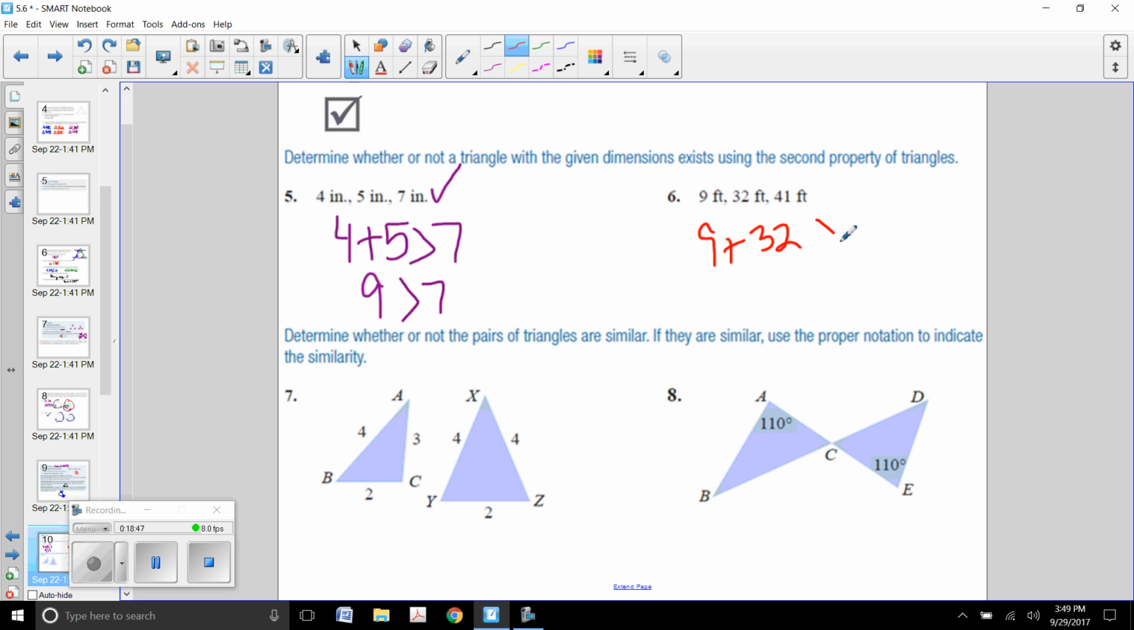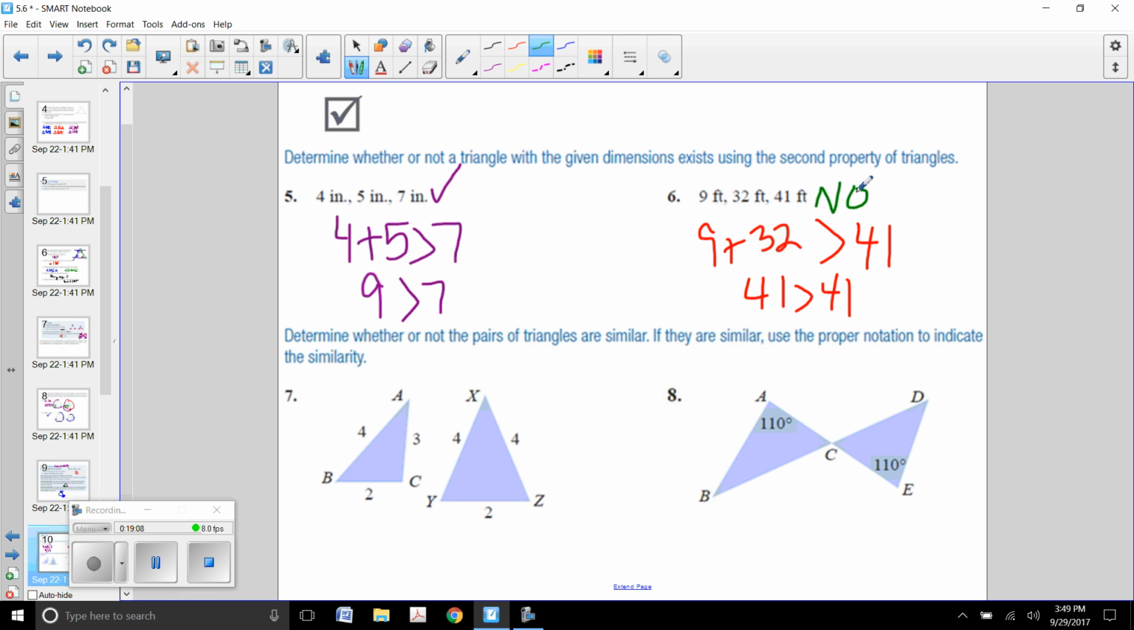For our second one, we have a side length of 9, a side length of 32, and that has to be greater than the longest side that they give us of 41. 9 plus 32 is 41. So this is saying that 41 is bigger than 41. That is not true. And so this is no. This cannot create a triangle.